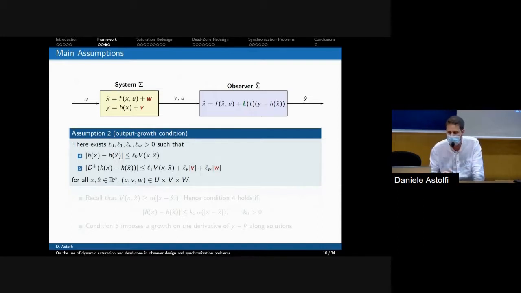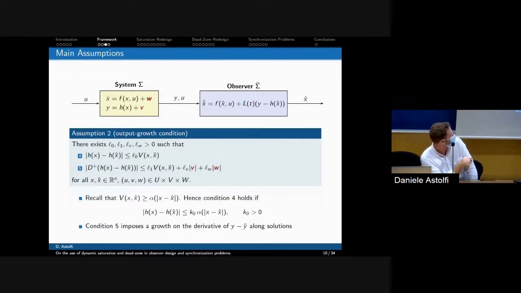Now this can seem strange, but it's quite easy to show that this is in general verified for nonlinear systems. For instance, if the output is linear, you can just pick a Lyapunov function which is the square root of your standard quadratic Lyapunov function. And this is why we also use the Dini derivative, because the square root is not differentiable at the origin. So in general, these two conditions are always verified for linear systems and also for nonlinear systems in many cases.